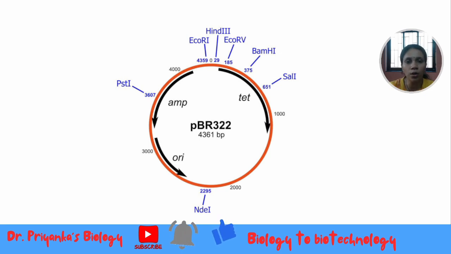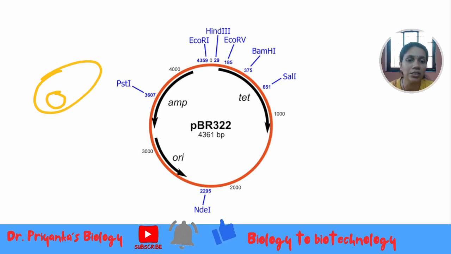Now, pBR322 has two sets of genes. One gene which is present is the beta lactamase enzyme. This beta lactamase enzyme has the ability to modify the ampicillin in such a way that it becomes non-toxic. Suppose now an E. coli cell has taken up the pBR322 plasmid. That means it is going to have ampicillin resistance as well as tetracycline resistance.